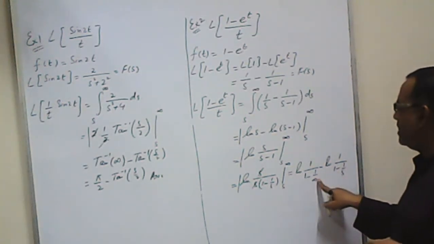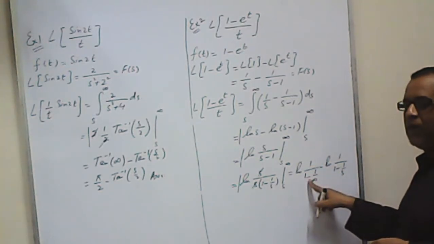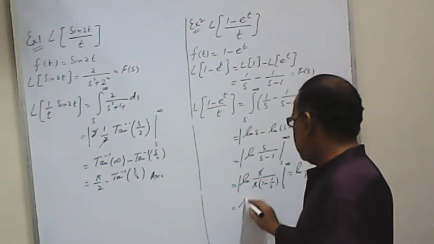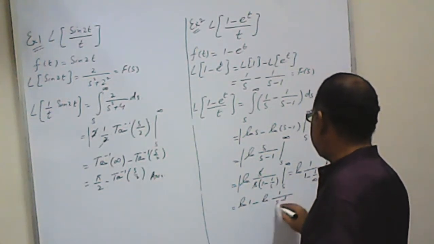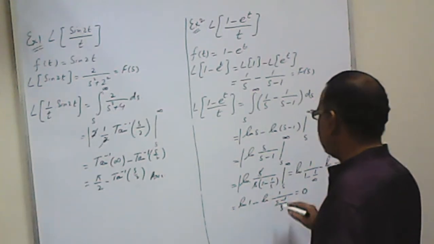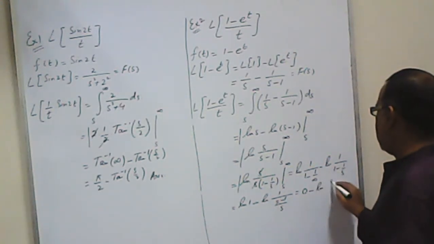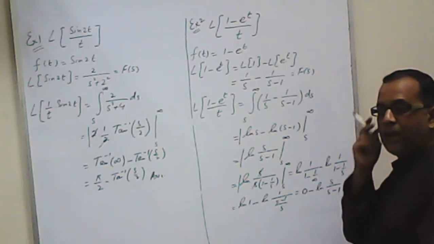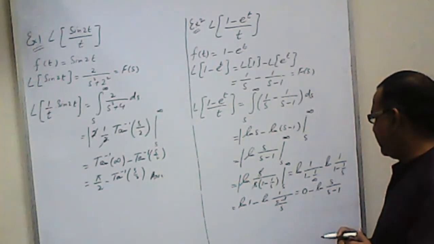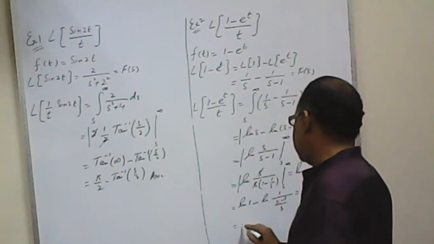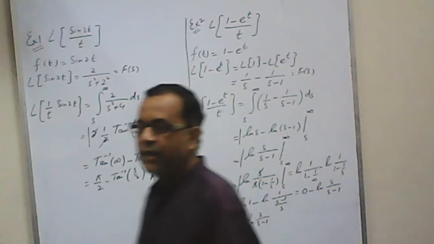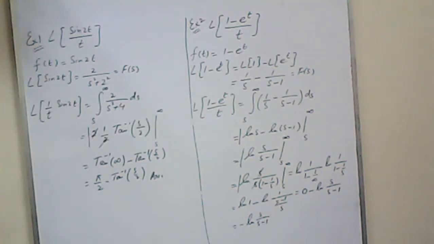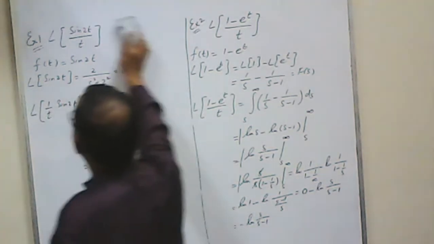So 1 over infinity is 0, 1 minus 0, 1, 1 upon 1, 1, and log 1 is 0. So log 1 minus log of 1 upon 1 minus 1 upon s. So this is equal to log 1 is 0 minus log of s upon s minus 1. So the final answer will be minus log of s upon s minus 1. So this is the way to avoid the answer of infinity.